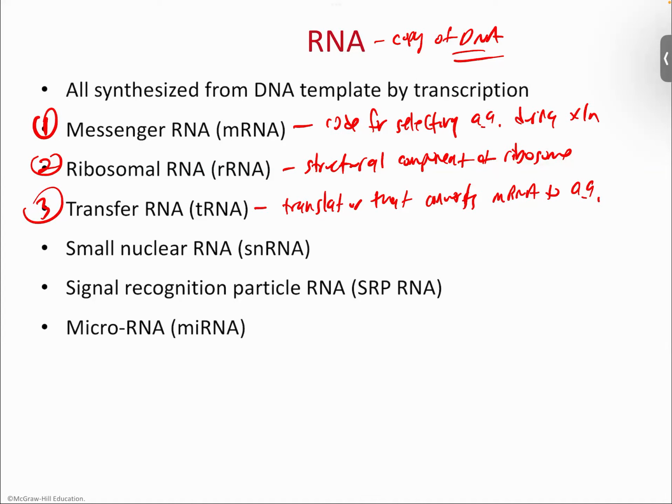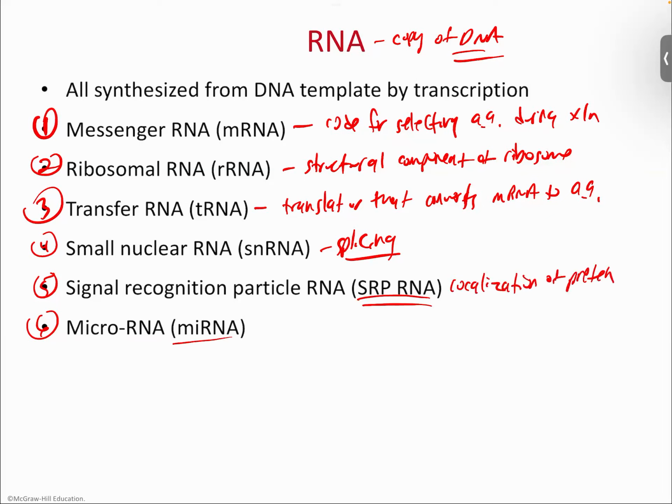But in the last 20 or so years, we've discovered a ton of other types of RNA. There's what's called small nuclear RNA, which is involved in the process of splicing, which we'll talk about later. You have signal recognition particles, SRP RNAs, which are basically for localization of proteins. You have microRNA, which oftentimes are regulatory. And so the amount of RNA that we're finding is actually mind-boggling.